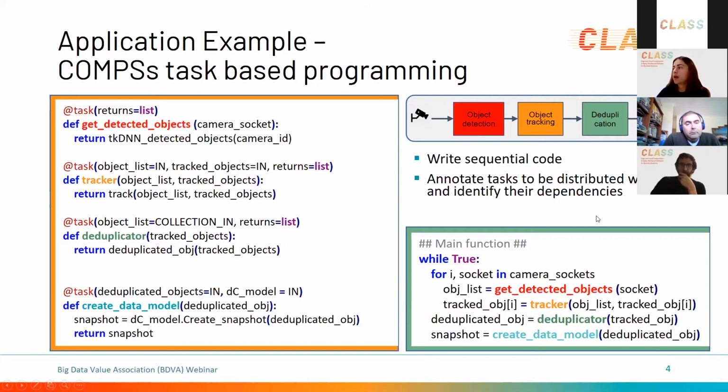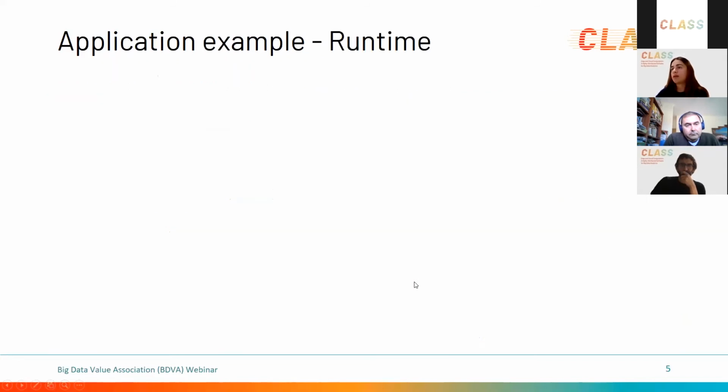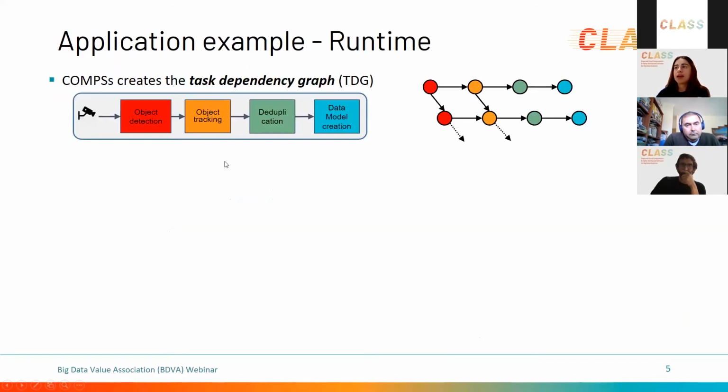Furthermore, COMPSS enables us also to determine any hardware constraints. For example, if we want for some reason to limit the execution of this data model creation to a specific node, we can declare it like a hardware constraint. So then at runtime, COMPSS will create the task dependency graph, ordering all these dependencies that were declared previously.